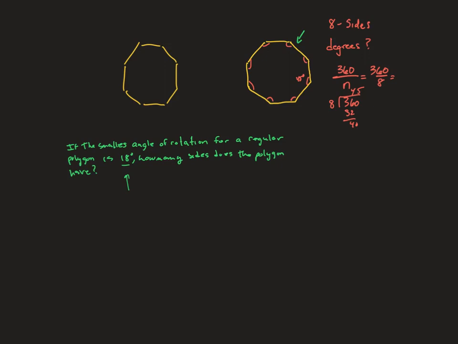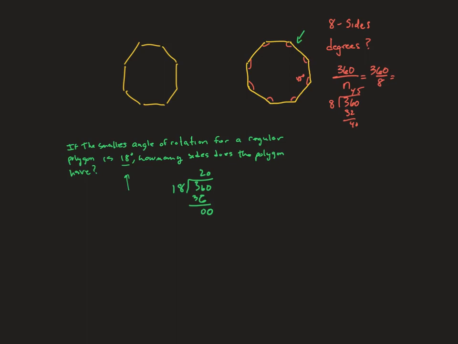So to find out how many sides it has, just take 360 degrees, divide by 18, and you end up with 20. So that regular polygon has 20 sides for it to rotate back onto itself every 18 degrees. That's a pretty small, cumbersome item, actually.